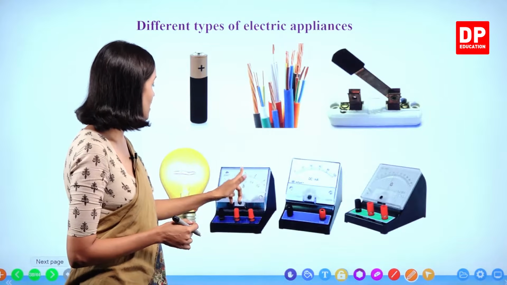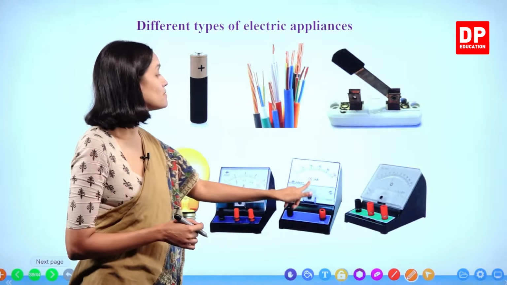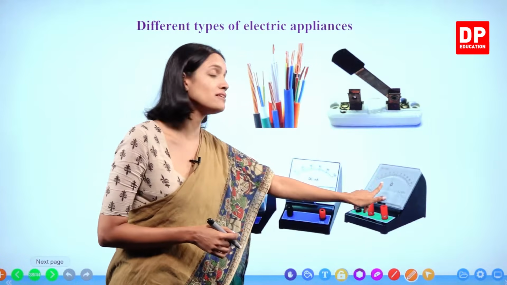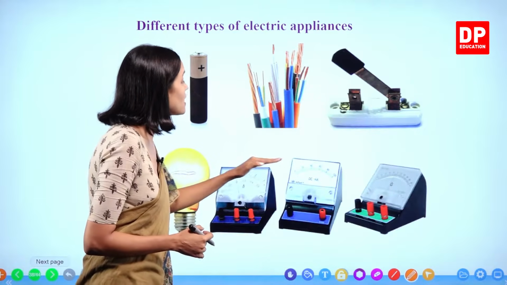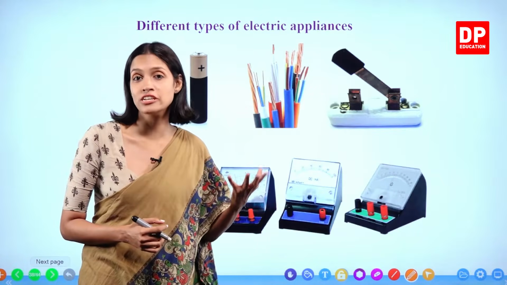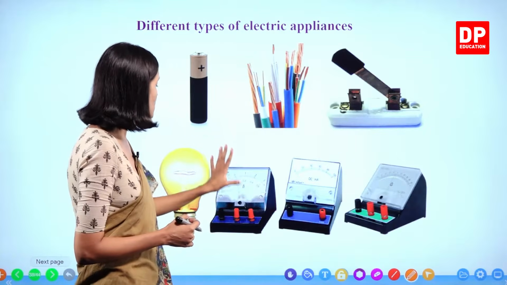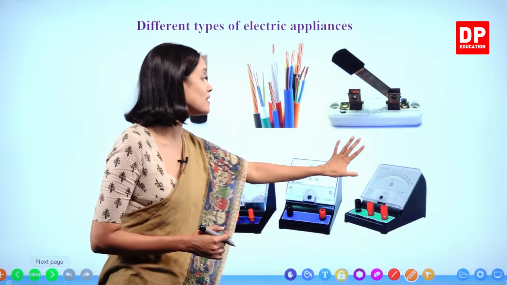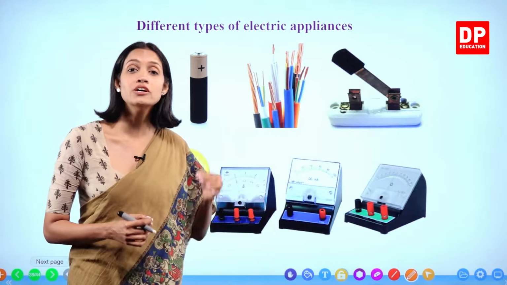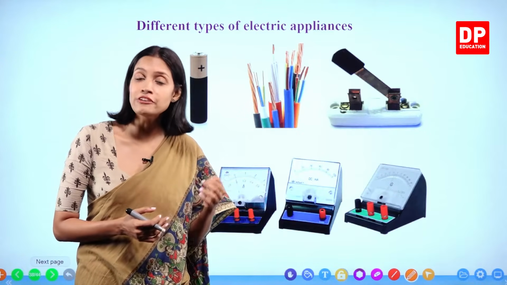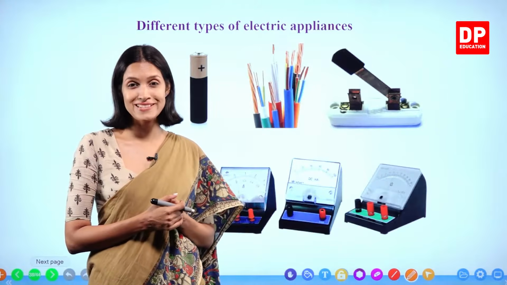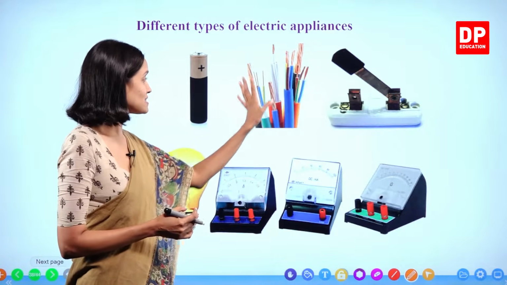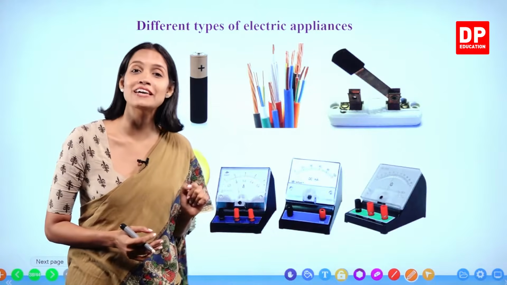Now this is known as an ammeter. This is a milliammeter and this is a galvanometer. They all can be used to measure an electric current, right? So the ammeter is used to measure large electric currents. Milliammeter and galvanometer can be used to measure small electric currents, to identify small electric currents. Okay, children? Now I'll show you these different types of electric appliances in the lab.